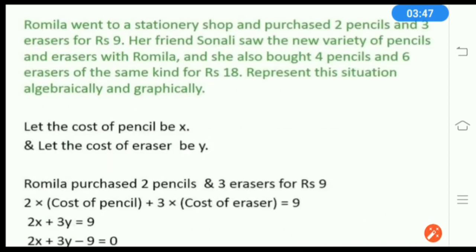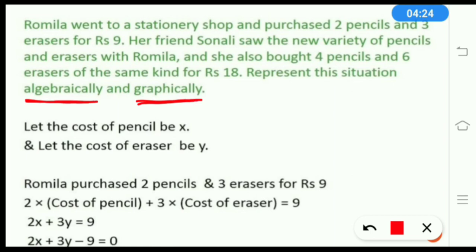Now see this question. Romila went to a stationery shop and purchased 2 pencil and 3 eraser for ₹9. Okay, her friend Sonali saw the new variety of pencil and eraser with Romila, and she also bought 4 pencil and 6 eraser of the same kind for ₹18. Represent this situation algebraically and graphically. Clear? So at first we represent the situation algebraically, after that graphically.